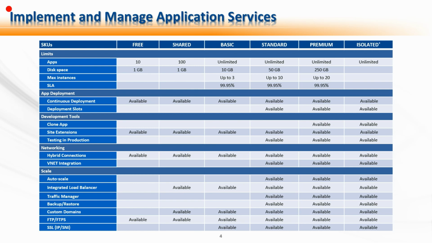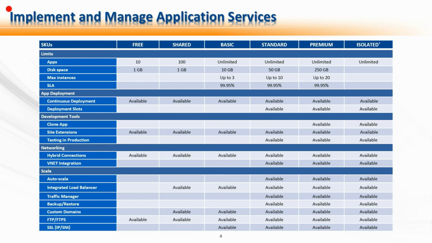The continuous deployment, although it is available for all the tiers, but for the deployment slots, just the standard, premium, and the isolated tiers have the deployment slot availability. You can create multiple deployment slots. For the deployment tools, we can clone the apps in the premium and isolated. Cloning an app enables us to replicate the app in a different region.